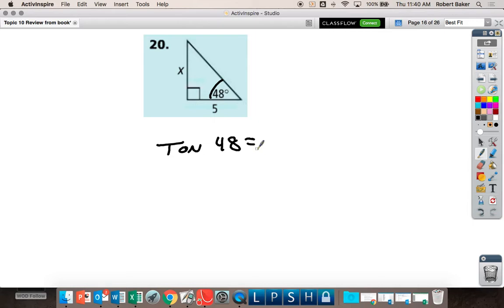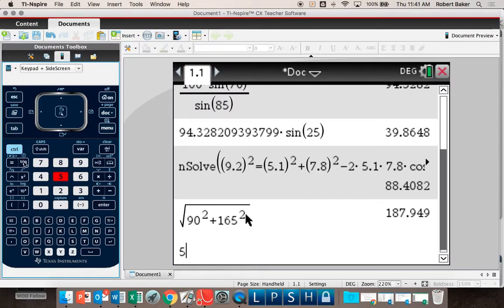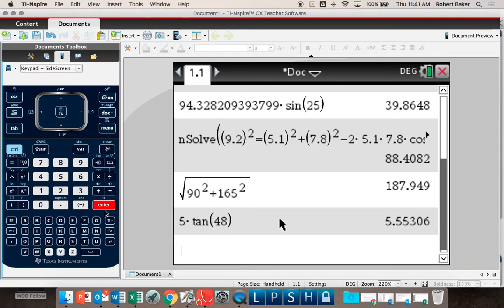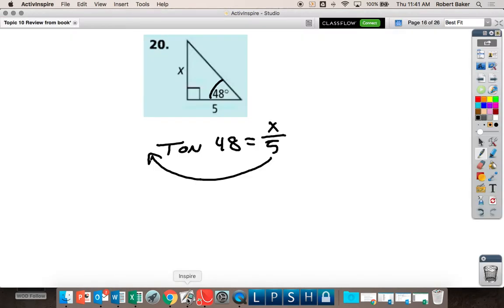And you can use this, right? Opposite over adjacent. Five goes to the front. 5 tangent 45. What do we get for an answer there? It is 5 tangent 48. That's what I said. Oh, no one did it? 5. What do the directions say? The nearest 10. Nearest 10, so 5.6.